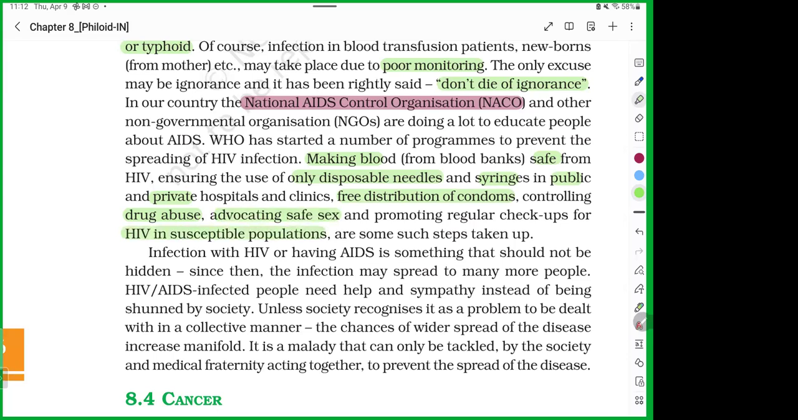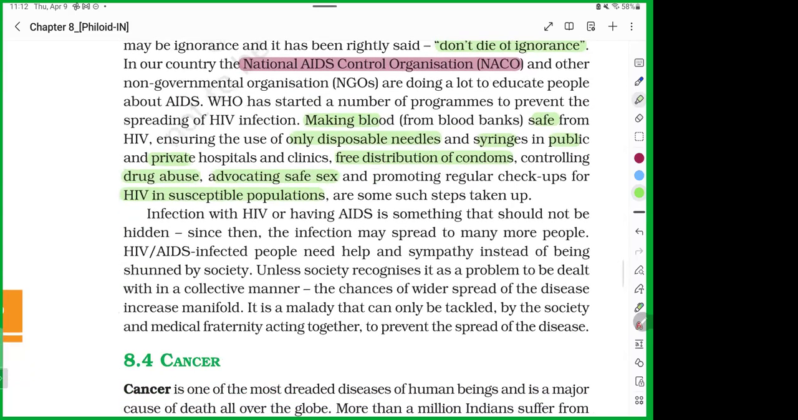Especially HIV is very common in Africa, very common. Correct? Infection with HIV or AIDS is something we should not hide, because this can spread to more people. Correct? So HIV patients need help and sympathy instead of being shunned by society. "Oh, this patient has HIV, stay away from this."